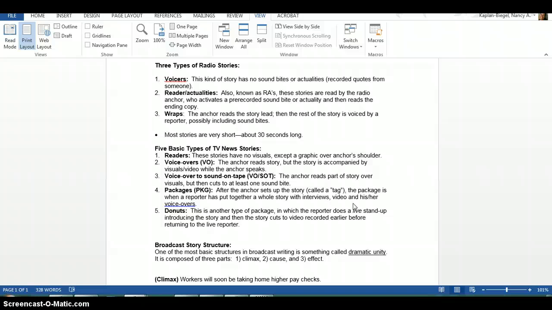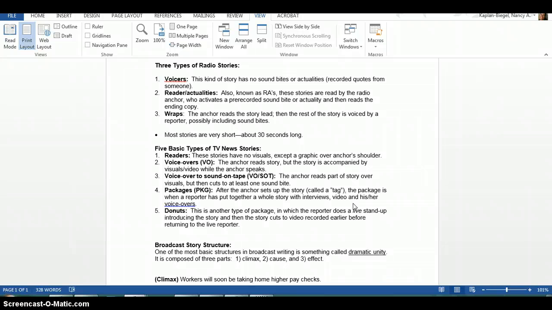And again, you might have the anchor, and there's no cutaway to B-roll or anything like that. You just see the anchor who gives a quick story, and perhaps there's a graphic over the anchor's shoulder. Second kind is a VO or voiceover, where the anchor will read a story, but the story is also accompanied by some of those cutaways to visuals or video, B-roll while the anchor is speaking.